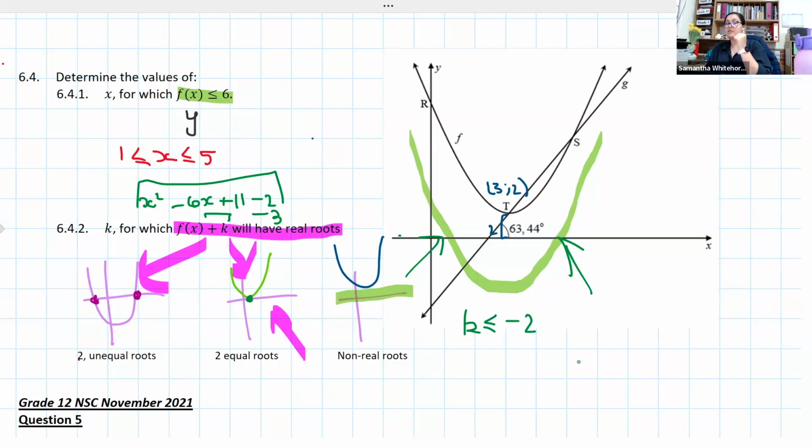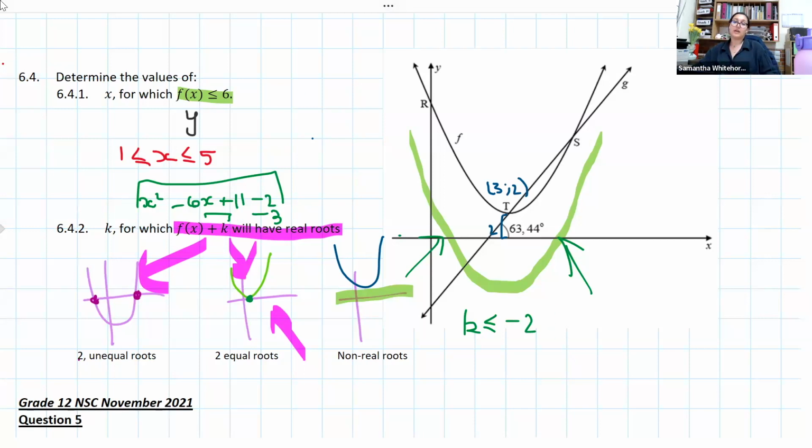Less than negative 2 would be negative 3, negative 4, negative 5. We're going more and more negative. Negative 3, 3 units down, 2 real roots. Negative 4, 2 real roots. Negative 5, 2 real roots.